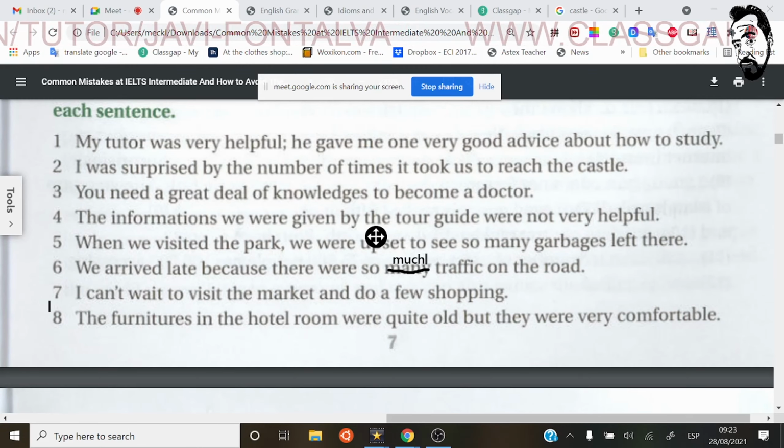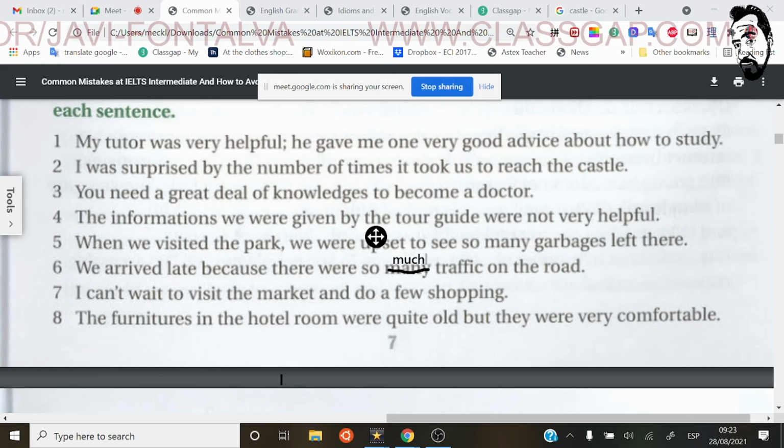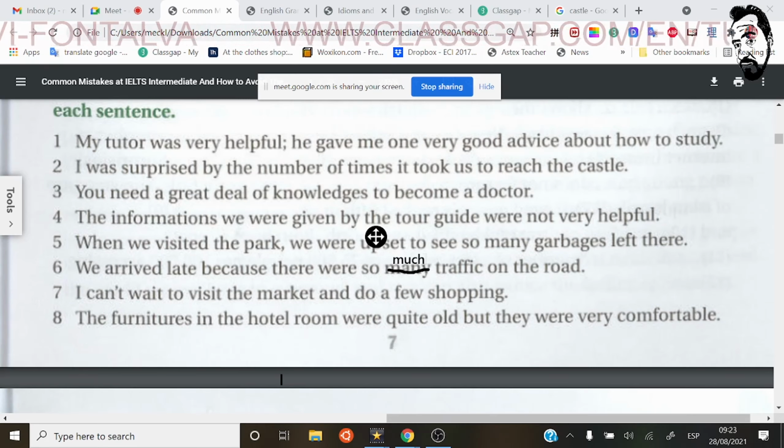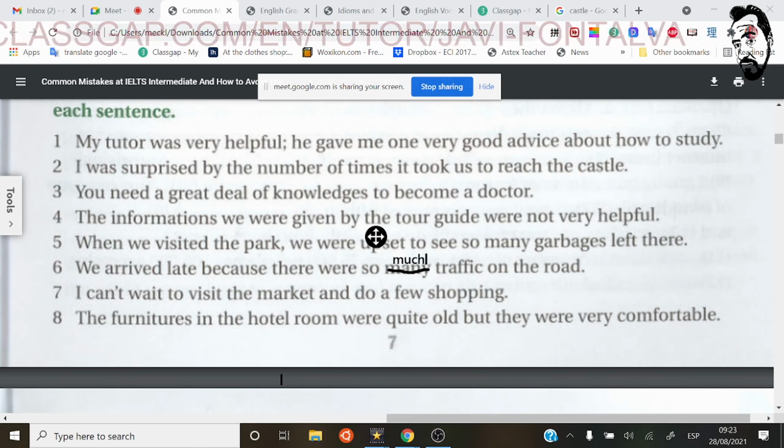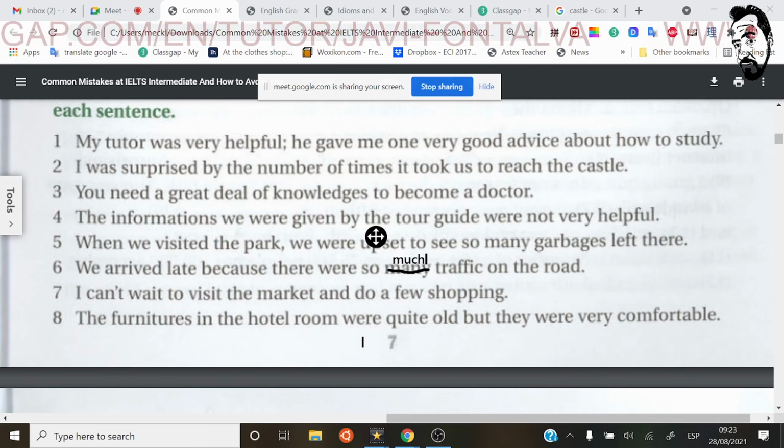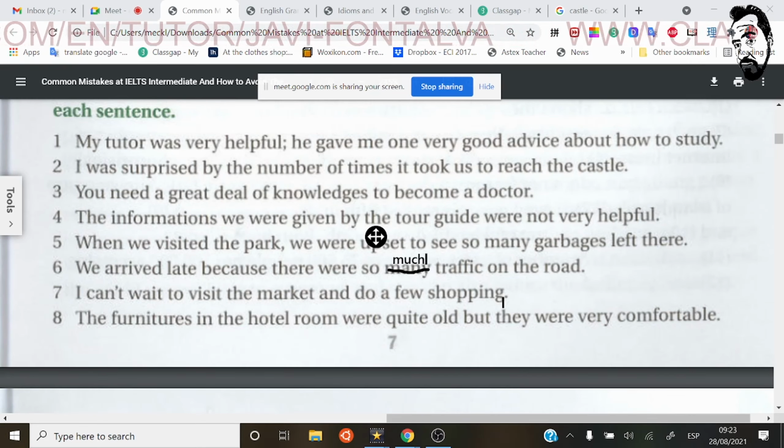Okay. Number 7. I can't wait to visit the market, and I do many shoppings. Okay. What about, okay, is shopping countable or uncountable?